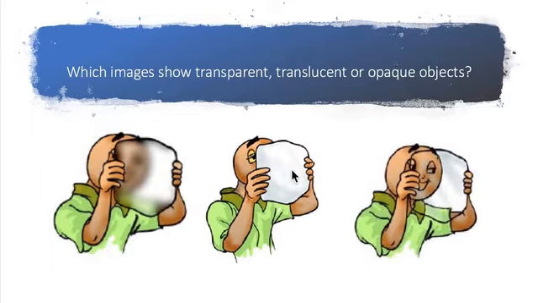And then opaque objects are things that don't let light through at all. So generally what we think of as a wall. Yeah, so a wall in our house wouldn't let light through because a wall is solid and it's opaque.